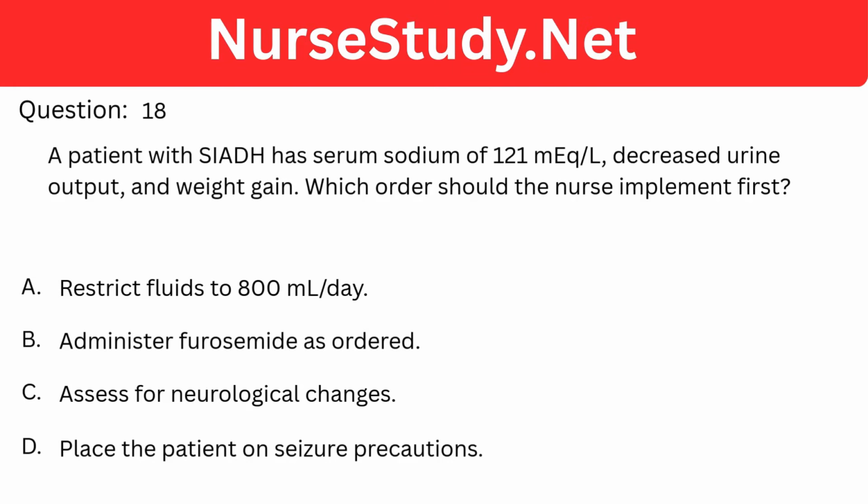Question 18. A patient with SIADH has serum sodium of 121 milliequivalents per liter, decreased urine output and weight gain. Which order should the nurse implement first? A. Restrict fluids to 800 milliliters per day. B. Administer furosemide as ordered. C. Assess for neurological changes. D. Place the patient on seizure precautions.